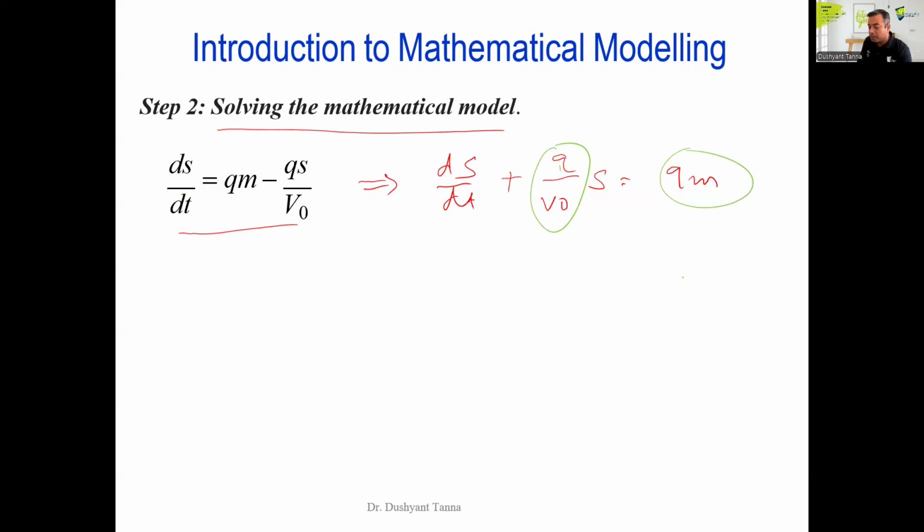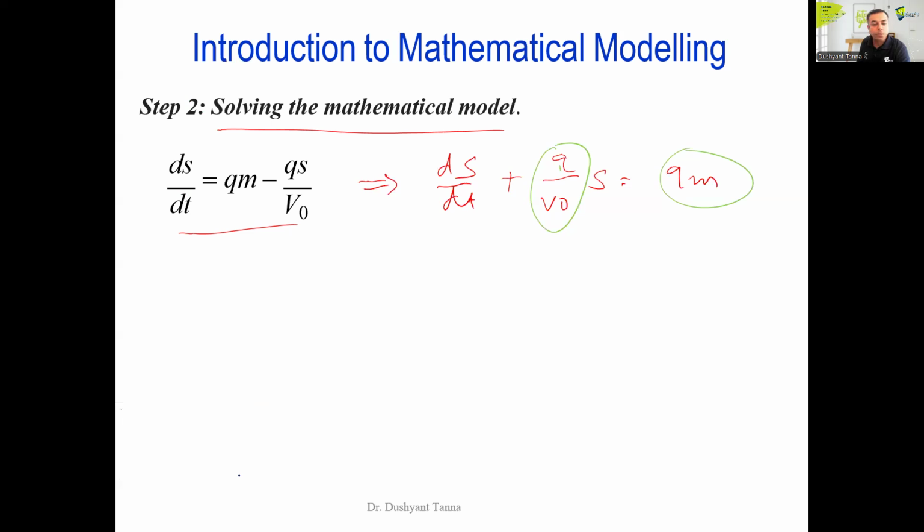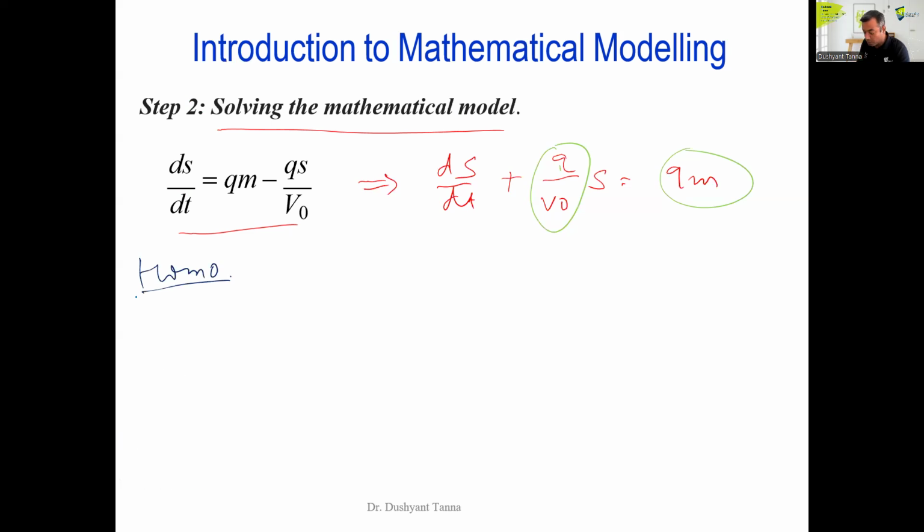Yeah. Right. So what we do, we talk about the other part, the homogeneous part. What is the corresponding homogeneous equation? The corresponding homogeneous equation will be ds/dt plus (q over v0) s equals 0. With the homogeneous, we said the right hand side is equal to 0.